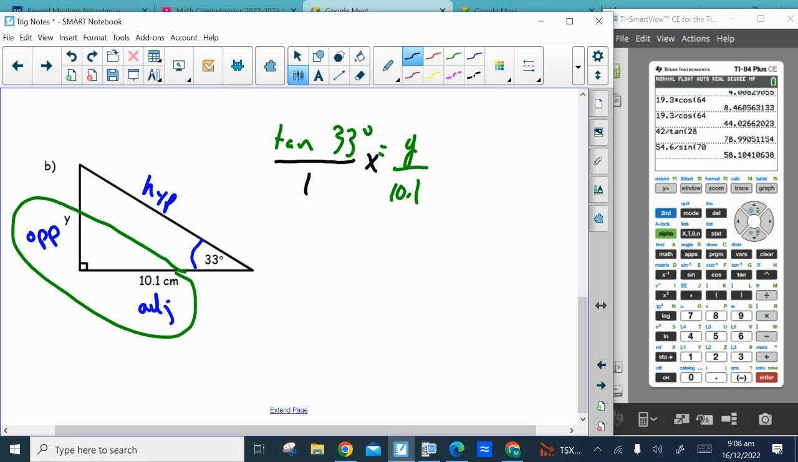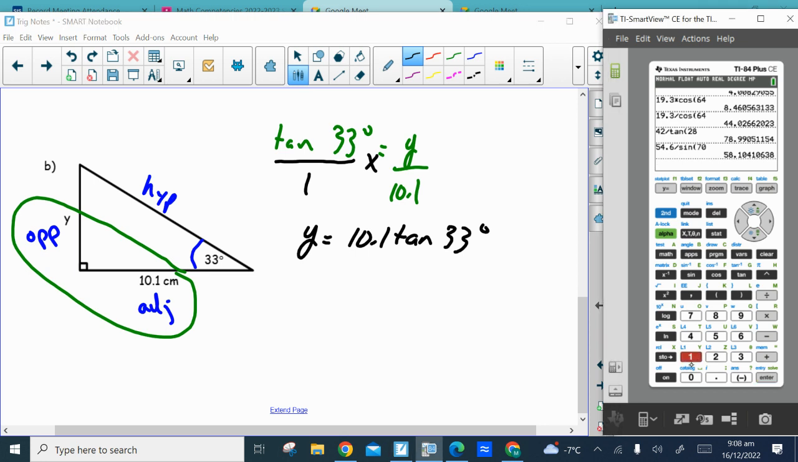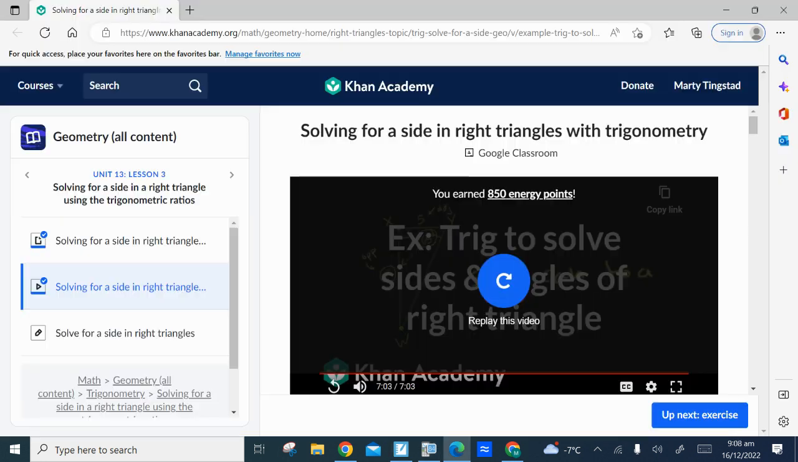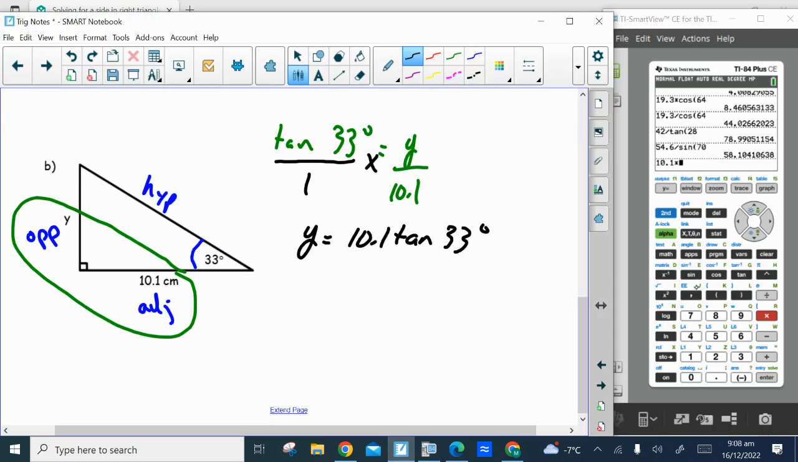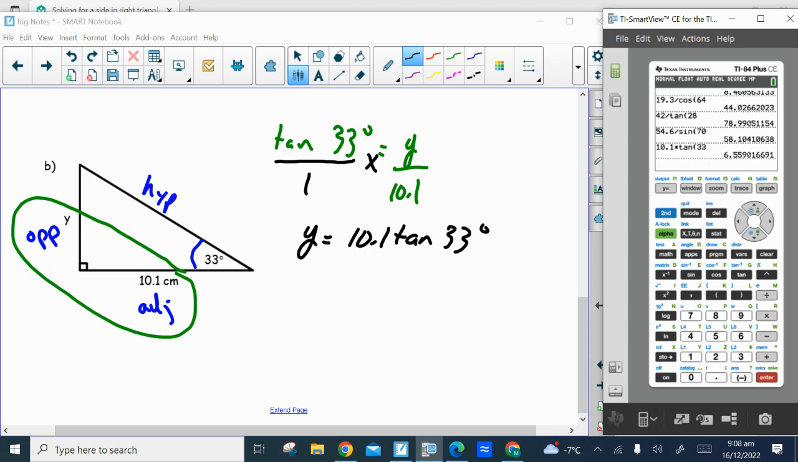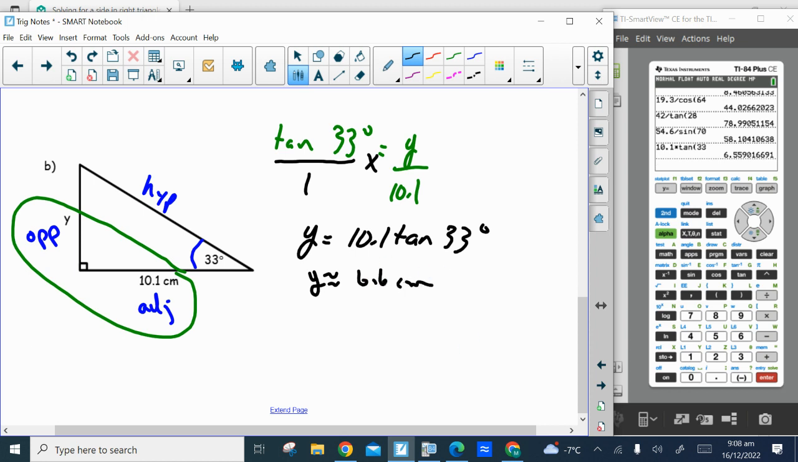Make both sides a fraction so we can cross multiply. And in this case, because the variable y is on top, when we cross multiply, we have it by itself. 1 times y will equal 10.1 times the tan of 33 degrees. So now we go to our calculator. 10.1 times the tangent of 33. 6.6 would be the answer, rounded to the nearest tenth. And that would be in centimeters because the adjacent side is in centimeters. That side is also across from the smallest angle, so it has to be the shortest side. y must be less than 10.1, and it is 6.6.